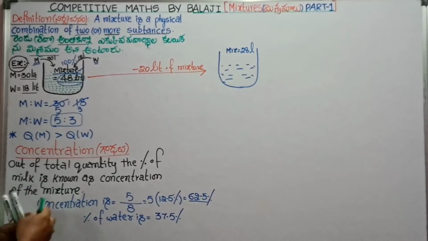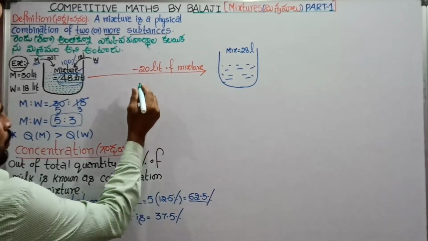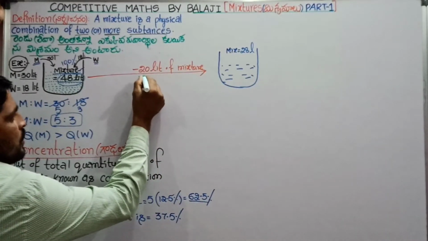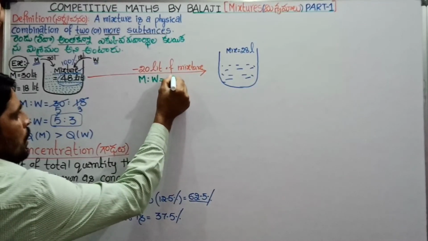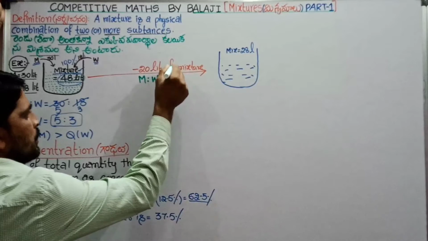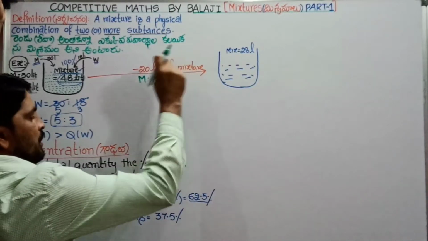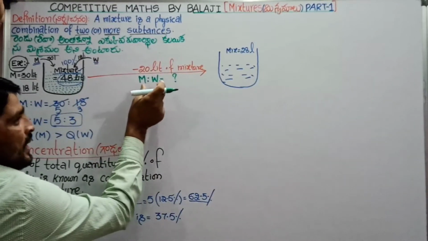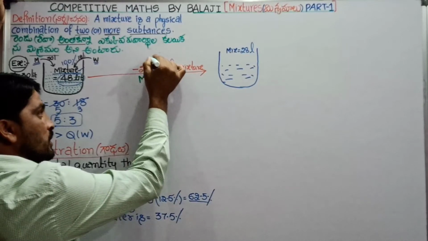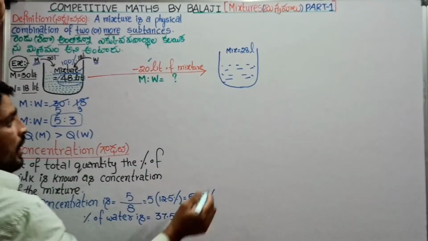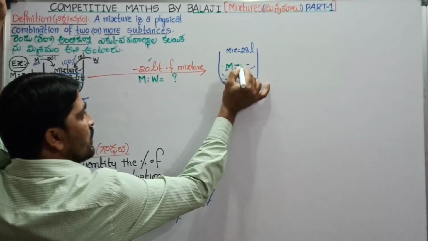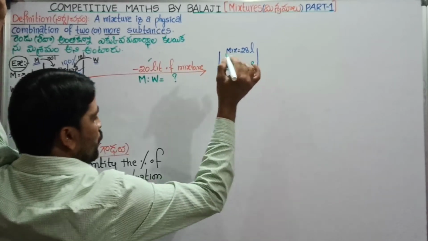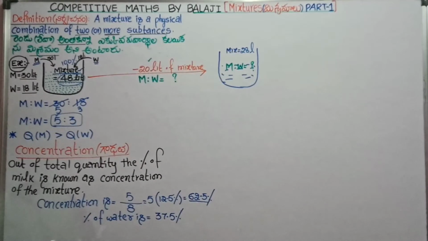Now we have to find what is the ratio of milk to water present in the extracted or removed mixture. What is the ratio of milk and water in this 20 liter mixture? And what is the ratio of milk and water in the remaining mixture also? We have to find that. See here.